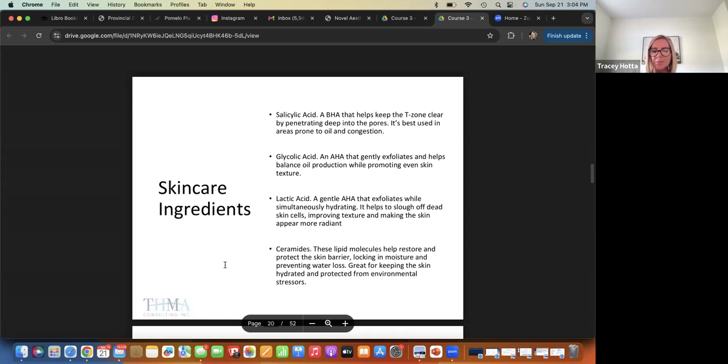Lactic acid is also a gentle AHA or alpha hydroxy acid that exfoliates while simultaneously hydrating. It helps to slough off dead skin cells, improve skin texture, making the skin more radiant. Ceramides, these are lipid molecules which help restore and protect the skin barrier, locking in moisture and preventing water loss. Great for keeping the skin hydrated and protected from environmental stressors.